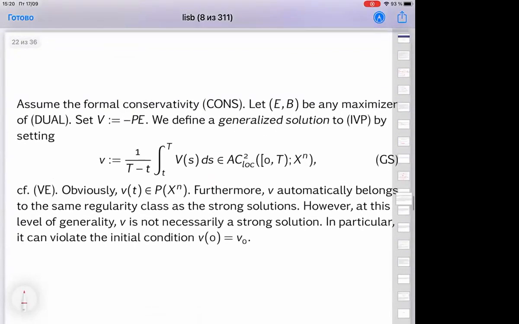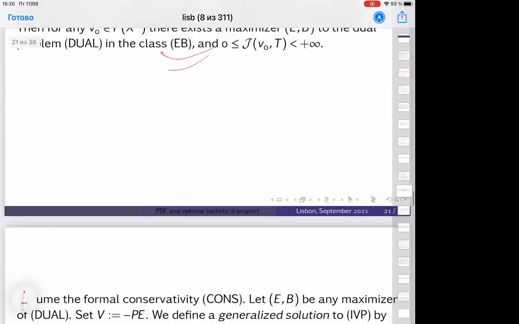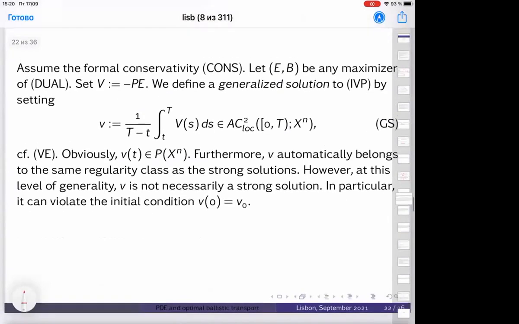And also, if you solve it, so I told you that you can solve it, then you can define the generalized solution by the formula which I already described, and this gives the opportunity to go from the dual problem to the primal back. But what is weird, of course, at this level of generality, this thing which you construct is automatically quite regular, but it's not automatically a solution, of course.